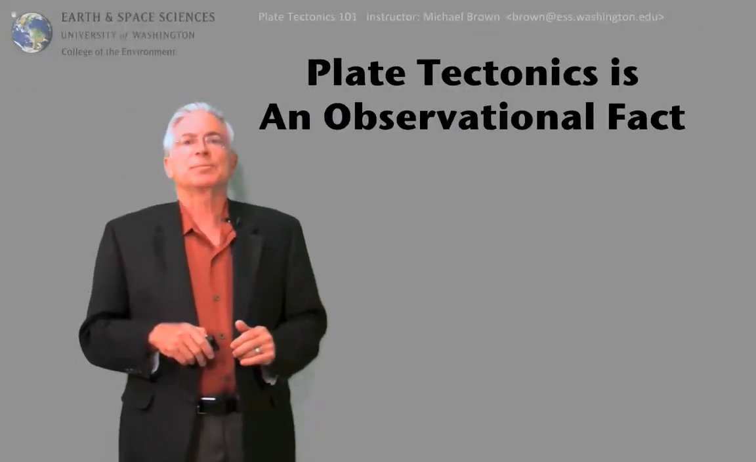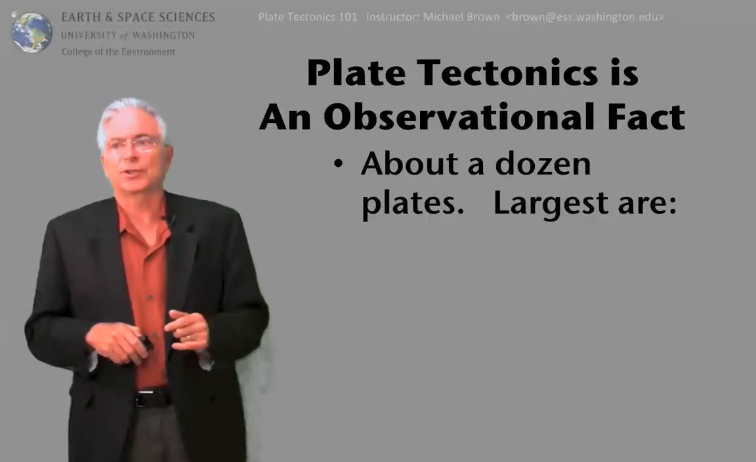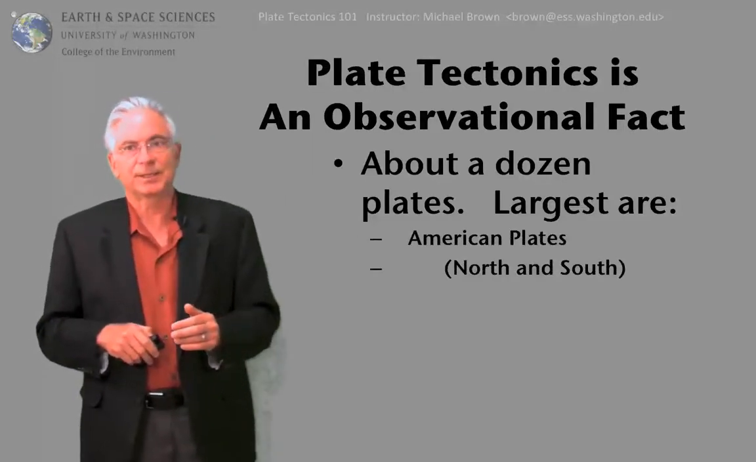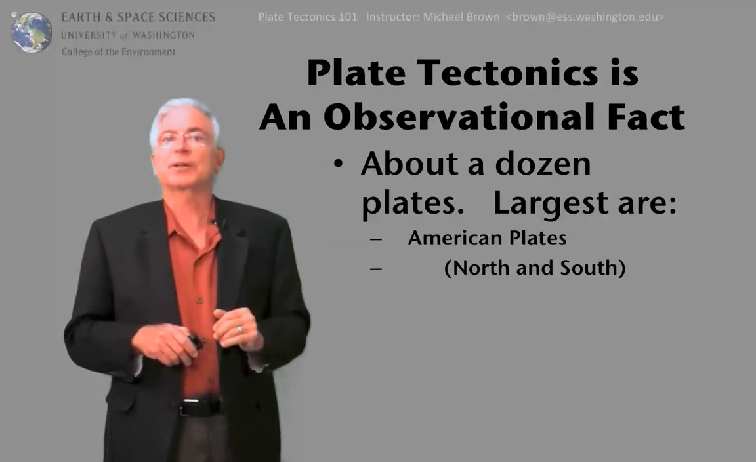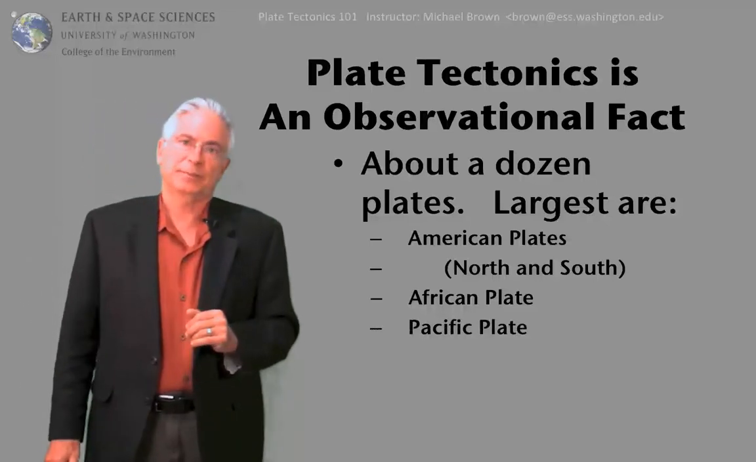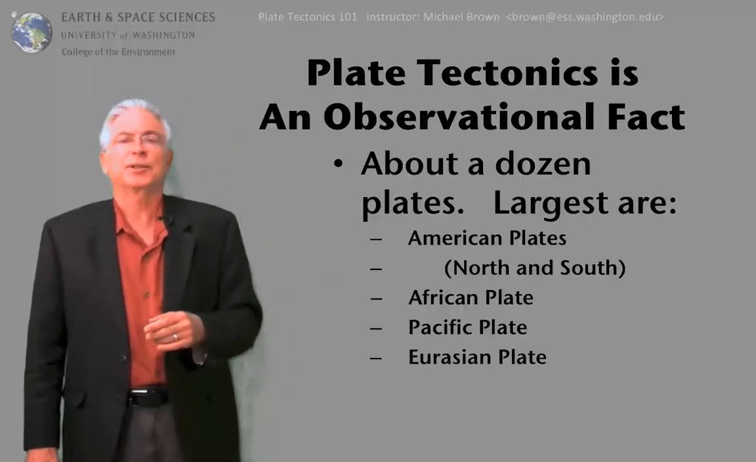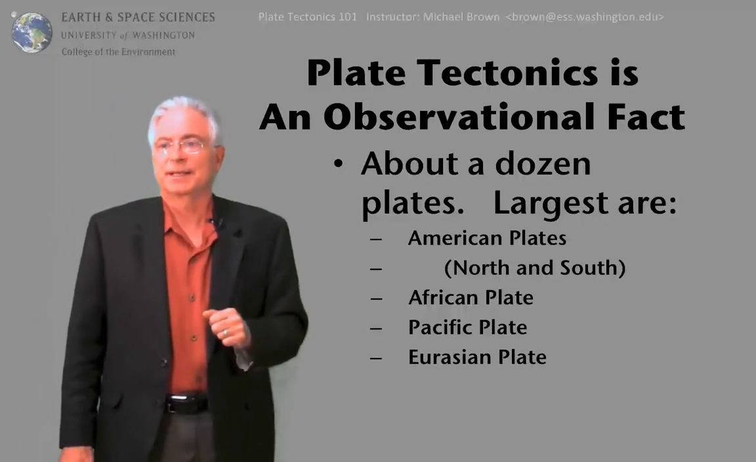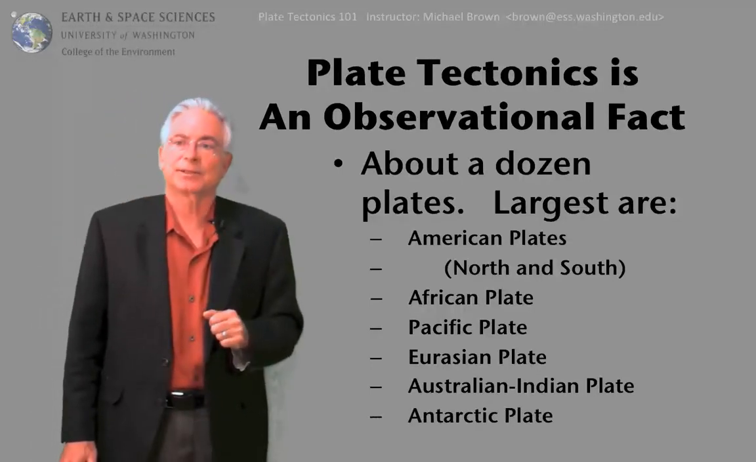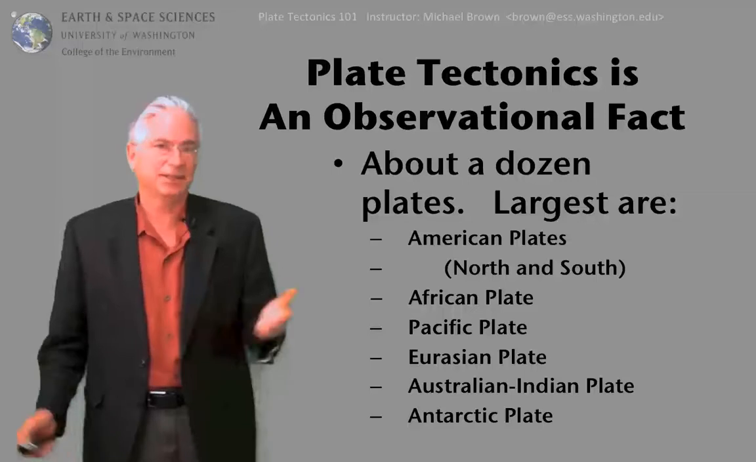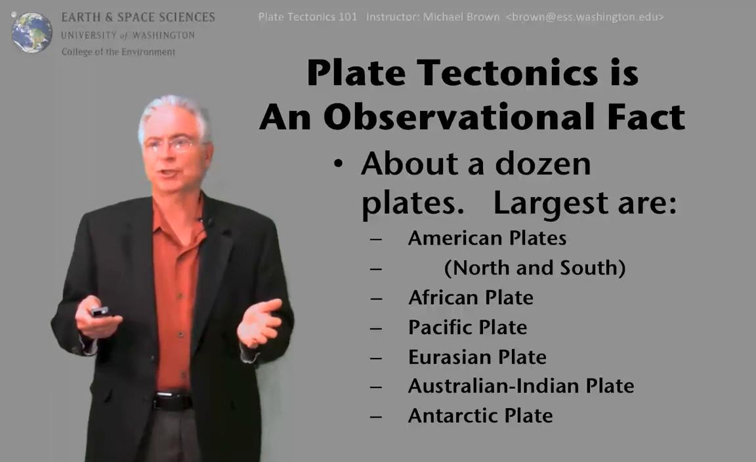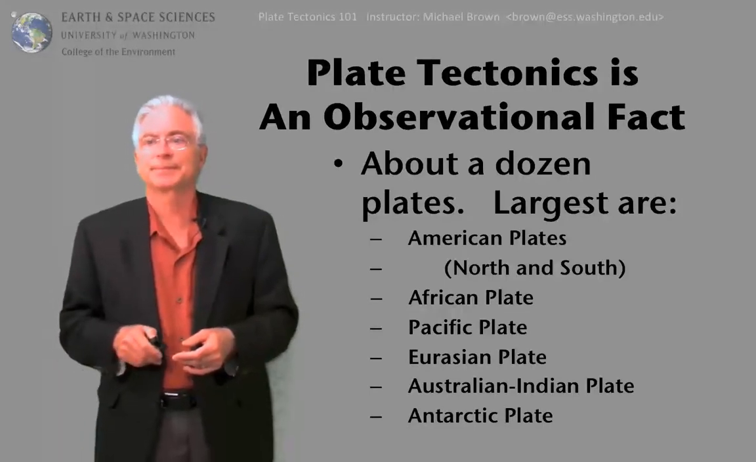So let's talk about what these plates are. There are about a dozen large plates. The largest of the large are the American plates, actually a North American plate and a South American plate. There's the African plate, the Pacific plate, very large plate, the Eurasian plate, another large plate, the Australian Indian plate, and finally the Antarctic plate. You should know those major plates. In fact, they're named by the continents lying on the plates. The only plate without a large continent is the Pacific plate.